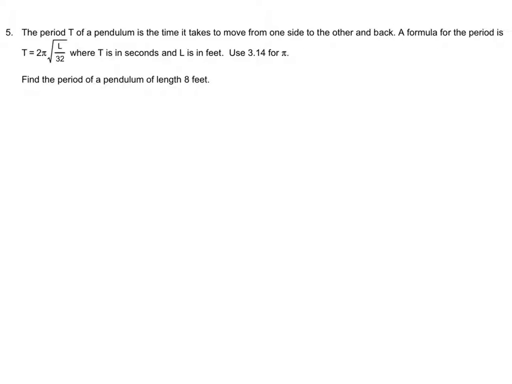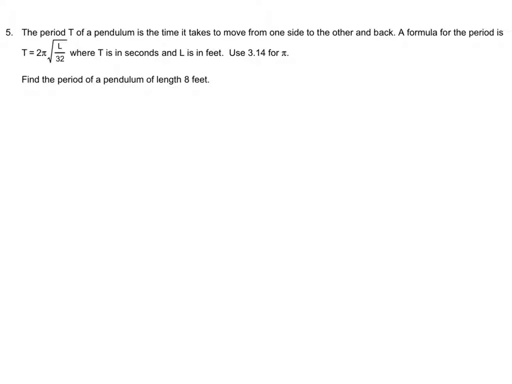The period t of a pendulum is the time it takes to move from one side to the other and back. A formula for the period is t equals 2 pi times the square root of L divided by 32, where t is in seconds and L is in feet. Use 3.14 for pi. Find the period of the pendulum of length 8 feet.